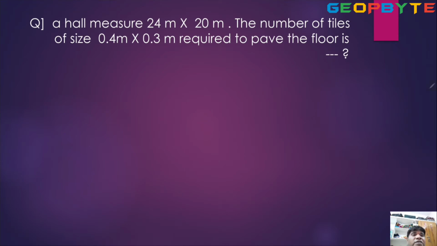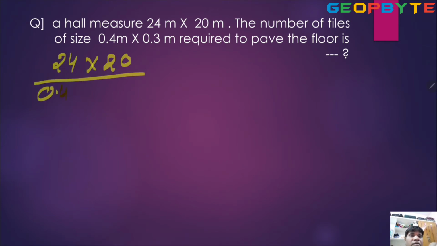Same question, but here mentioned in meters. A hall measures 24 meter, 20 meters. So 24, 20, 0.4, 0.3. Here 0.4, if you are confused, after the decimal there is one number. So you multiply with 10, divided by 10. That divided by 10 becomes a numerator.